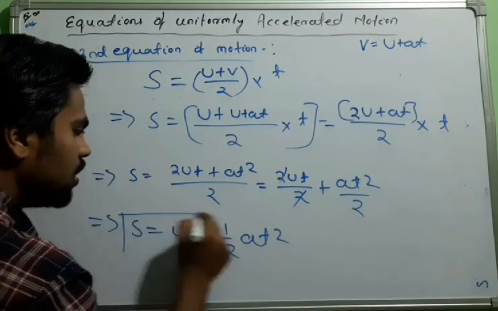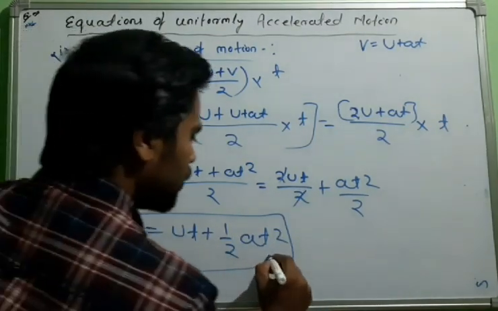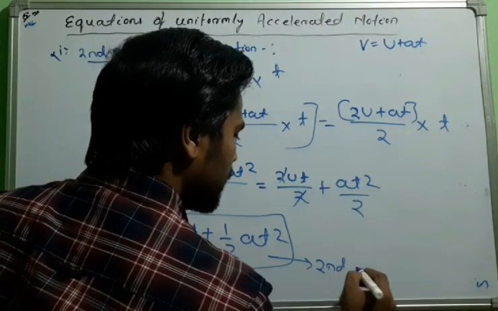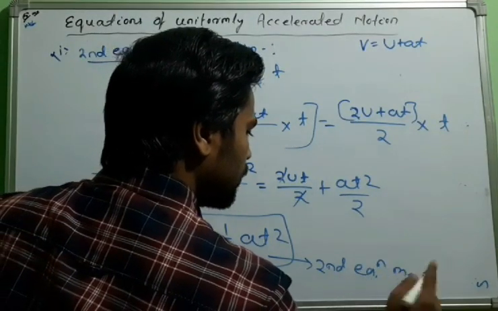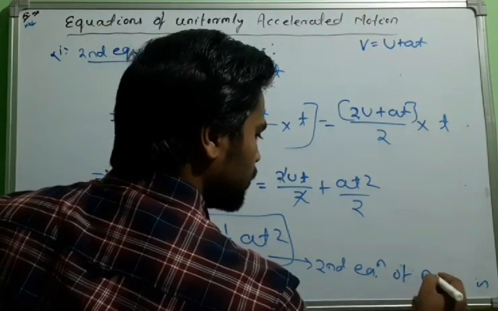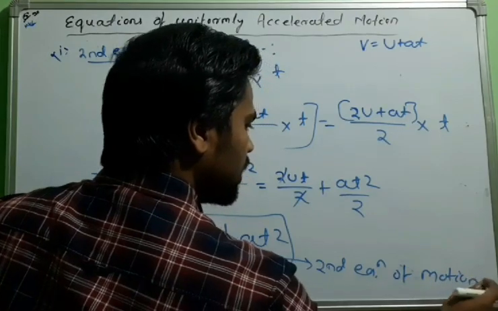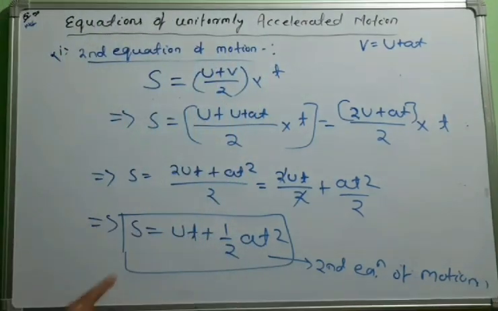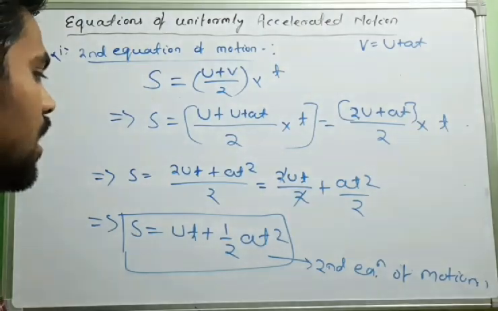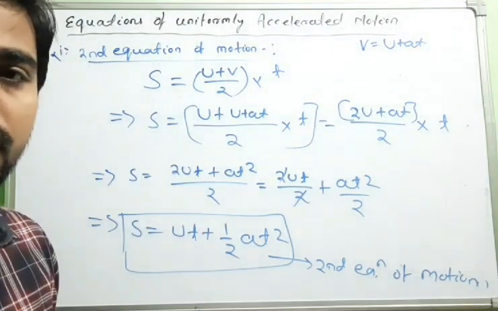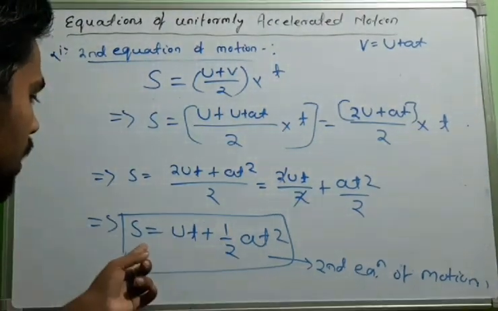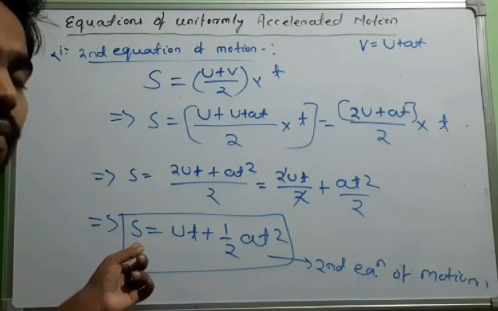Clear? This is the second equation of motion. Remember, second equation of motion. In your exam, you may be asked how to derive S is equal to ut plus half at square. You can derive it like this. Clear or not? So you can find the distance traveled by the body.